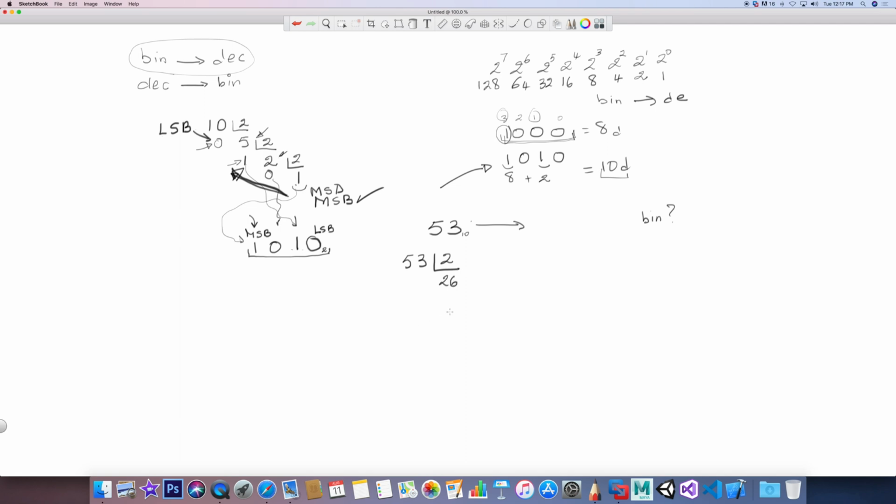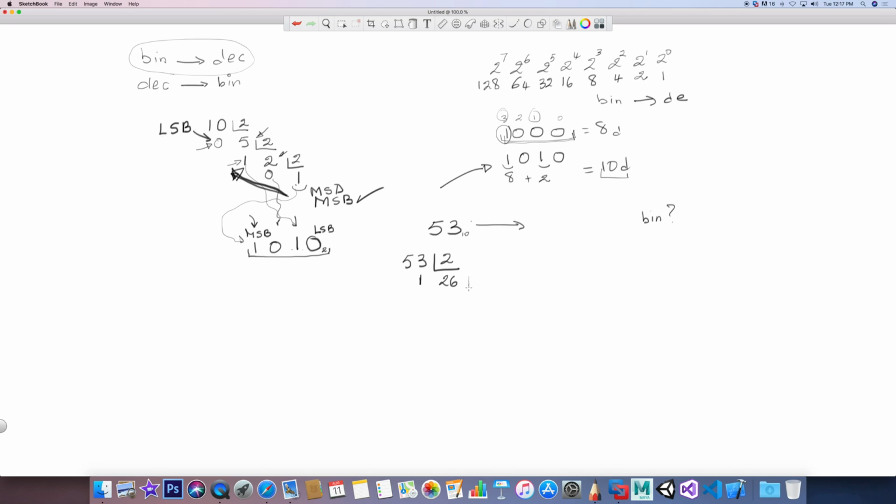Now, great. So what's your remainder? If you take your 26 times 2, that's 52. So your remainder will always be either 1 or 0. Obviously, this is going to be a 1 since 53 is an odd number, right? Cool. So now I have 26.